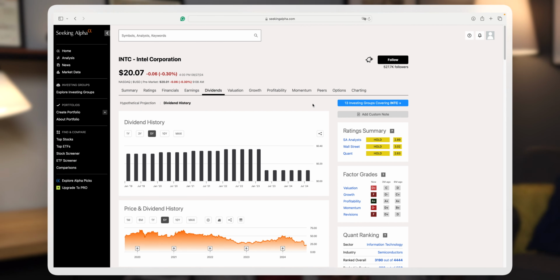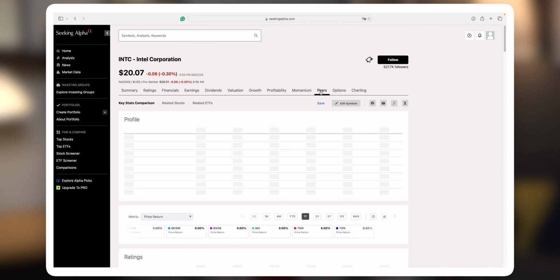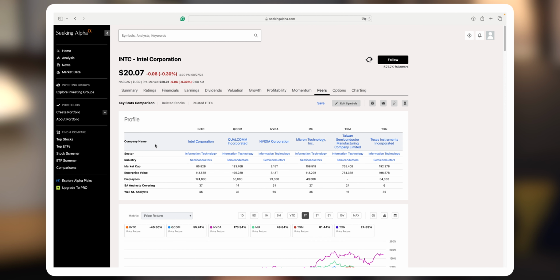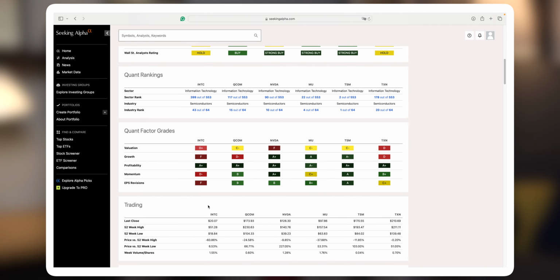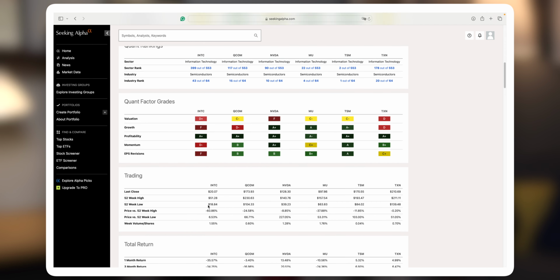Another feature that I use every time I analyze a company is peers. And instantly I can see the sector and industry a certain company is in, and also its main rivals. And what is super useful is that I get all the data about all those companies in one place. So it is so simple to compare them.